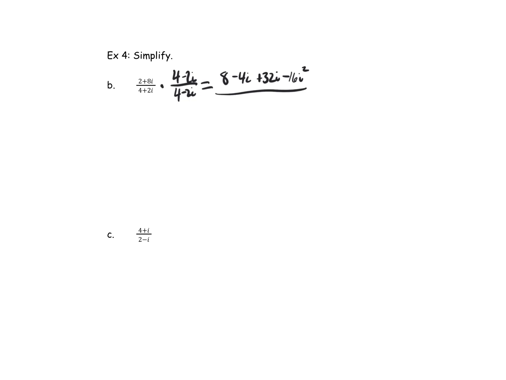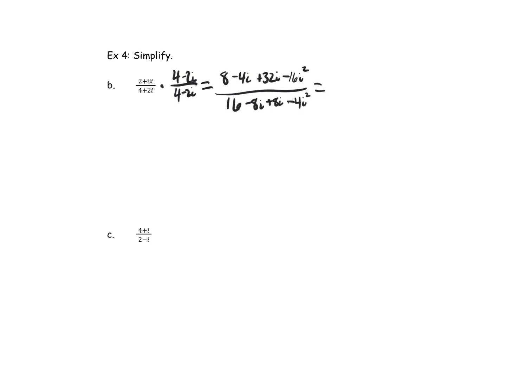Now on the bottom, we have 4 times 4, that's 16. We have 4 times negative 2i, so that's negative 8i. We have 2i times 4, so that's positive 8i. And then we have 2i times negative 2i, so that's negative 4i squared.